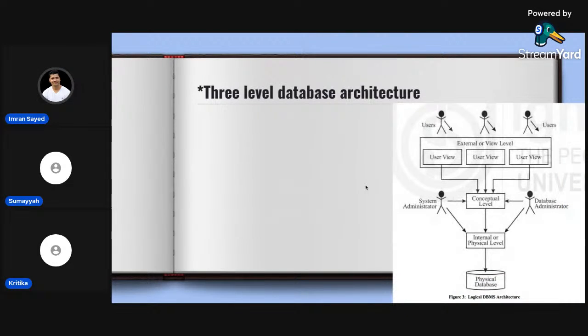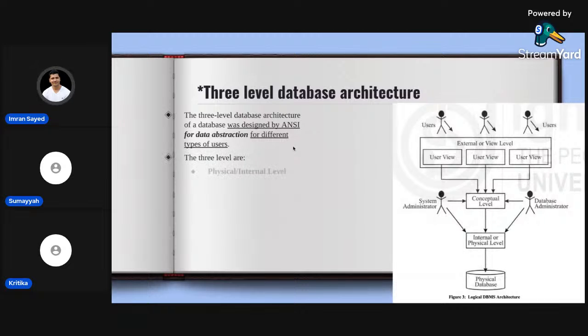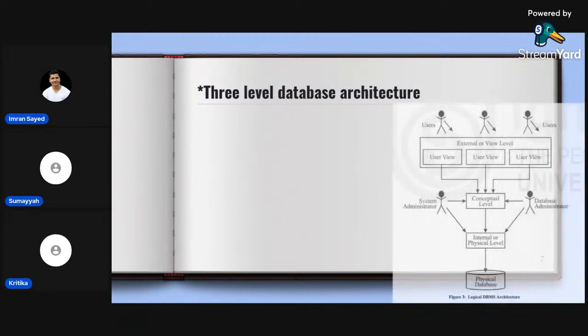Three levels of database architecture. You have internal level, conceptual level, and external level. And this is used for data abstraction for different types of users, as far as I can recall. Yes. And three levels are physical or internal level, conceptual or logical level, external or view level. Okay. Kritika, go over it once.